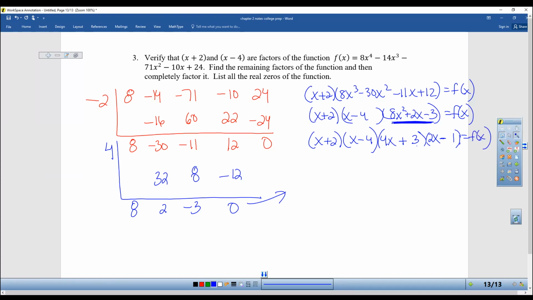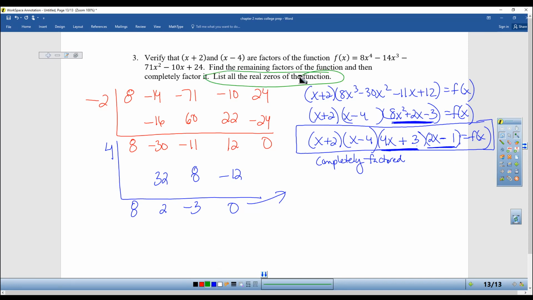All right, what did they ask me to do? Find the remaining factors. So I did it. They gave me these two factors. I found the remaining factors. And then completely factor it. So you can't just list the two underlined ones. They say completely factor. That would be completely factored. And then it says list all the real zeros. Once you have it factored, then the zeros are just -2, 4.